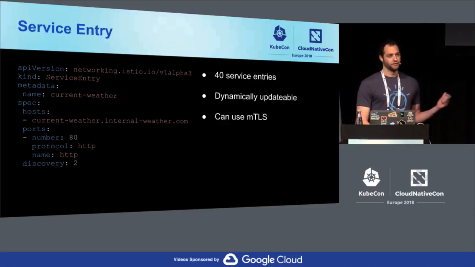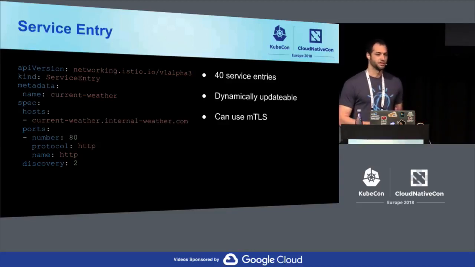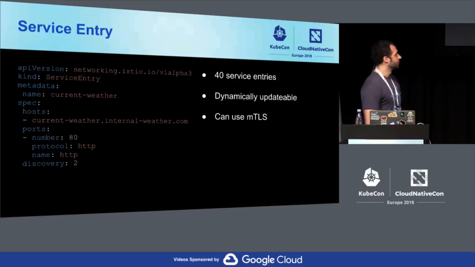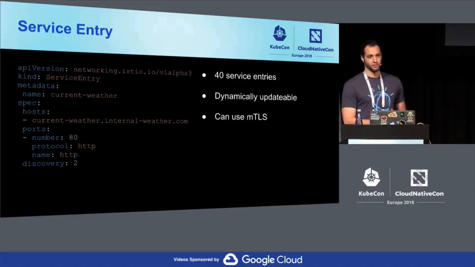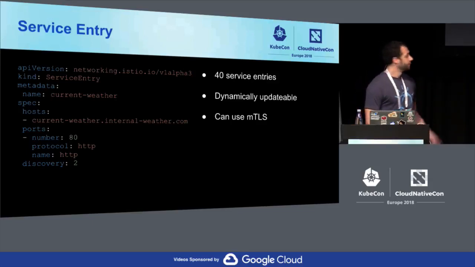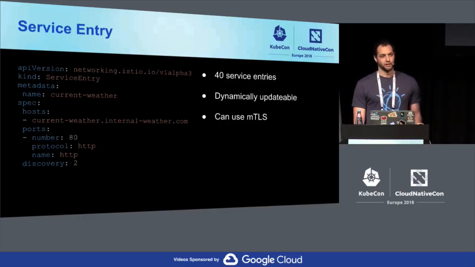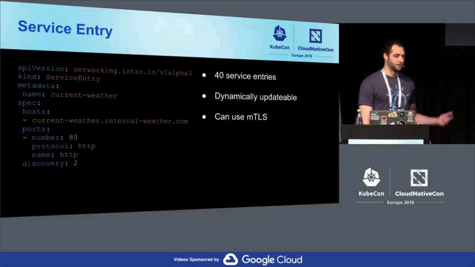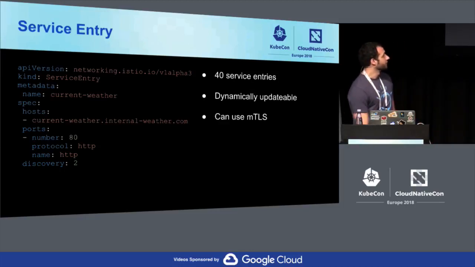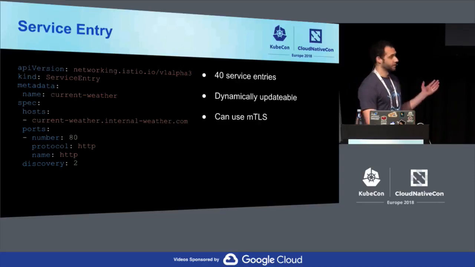And what they do is they allow you to take external services and bring them into your mesh and treat them very similarly as if they were native. And it's very powerful for people who aren't all in Kubernetes or not in your service mesh. So what we do is we just add an endpoint, currentweather.internalweather.com. And so now Istio knows about it. It knows how to route to it. It knows how to treat it similarly to something in the mesh. We just define a port. And so currently we have 40 service entries. They're dynamically updatable. So if a team decides they want to change their backend endpoint, we can just update that in real time.